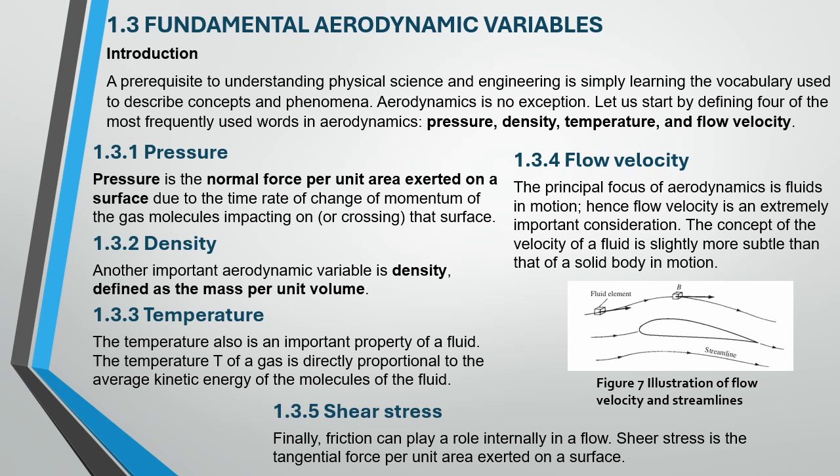For example, the pressure is the normal force per unit area exerted on a surface. However, the shear stress is the tangential force per unit area exerted on a surface. The density is defined as the mass per unit volume. The temperature, for example for a gas, is proportional to the average kinetic energy of the molecules of the fluid.